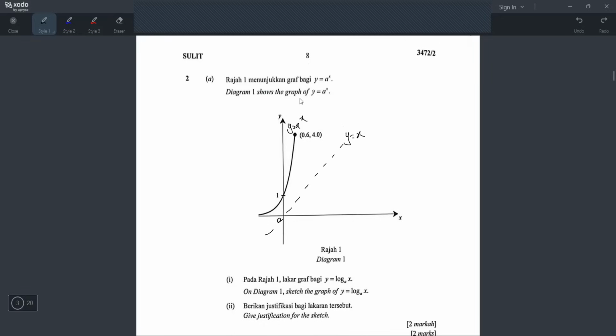So we just use inverse. So y equals a power x, right? It's actually like f(x) equals a power x. Okay, y and f(x) is the same thing. And now I try to find f inverse x, right? And how do you find f inverse?